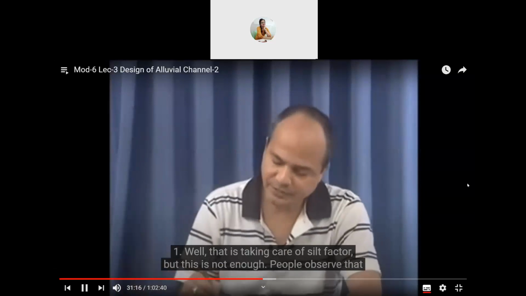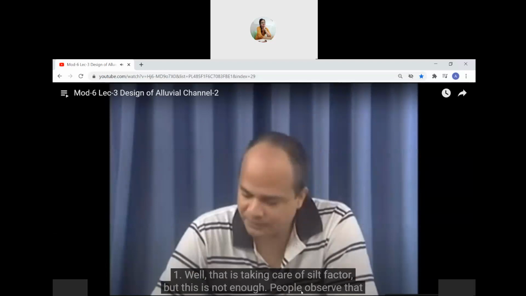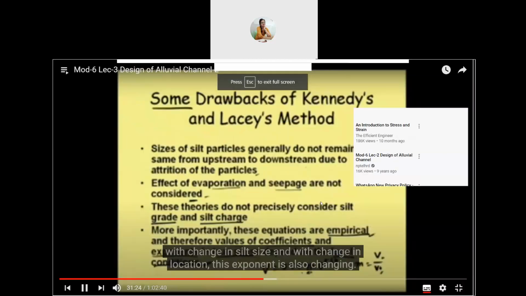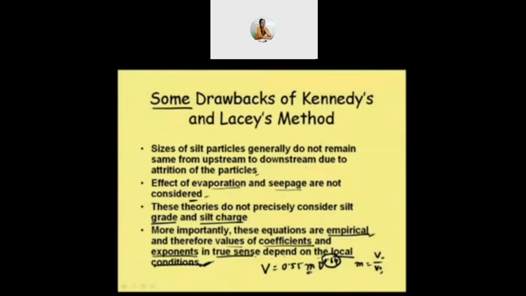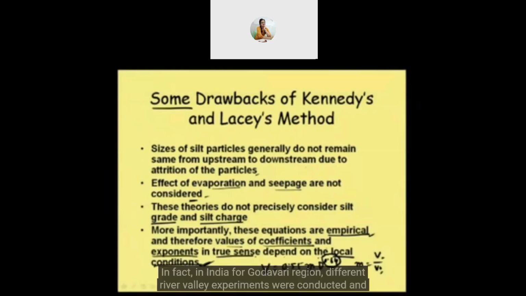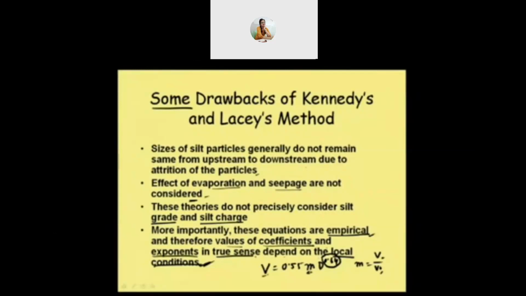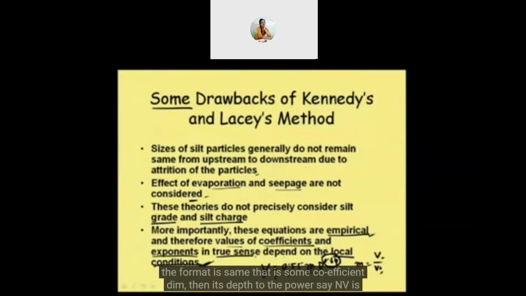That is taking care of the silt factor, but this is not enough. People observed that with change in silt size and with change in location, this exponent is also changing. In fact, in India, for the Godavari region and for different river valleys, experiments were conducted, and it was found that for critical velocity for a stable channel, like Kennedy's formula, the format is of course the same. That is, some coefficient, then depth to the power n, V is equal to. So this is the general form, and the format remains the same. But for different regions of India, this coefficient C and this n were determined, and it was found that these values vary. So this is of course important.